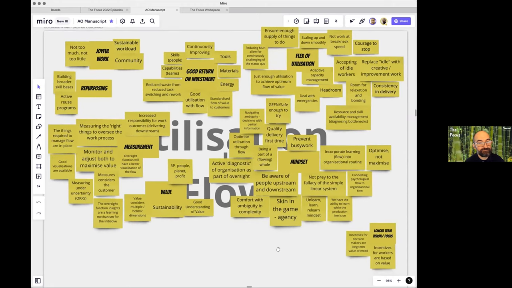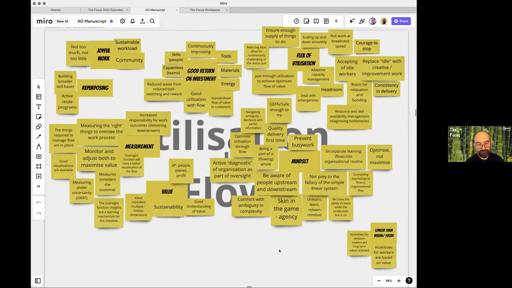Other aspects of mindset: we understand innately that we work in a complex adaptive context. It's never linear, never just a one-dimensional thing. And with that comes the ability to continuously unlearn, learn, and relearn things. So mindset has quite a lot of aspects to it as well.